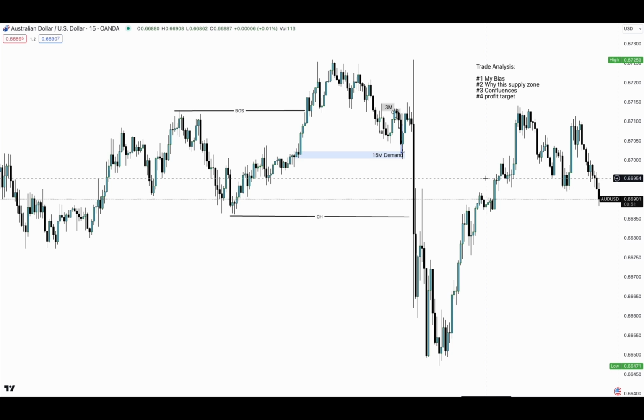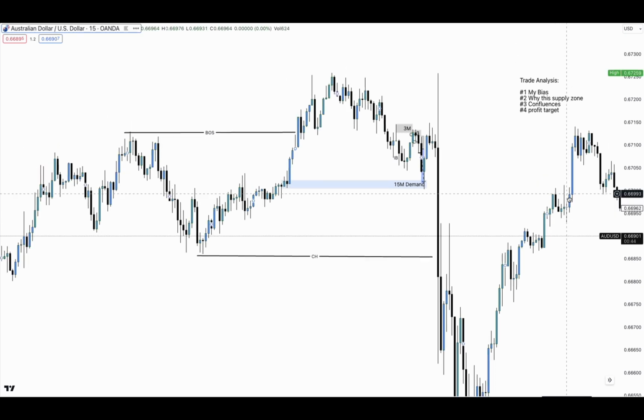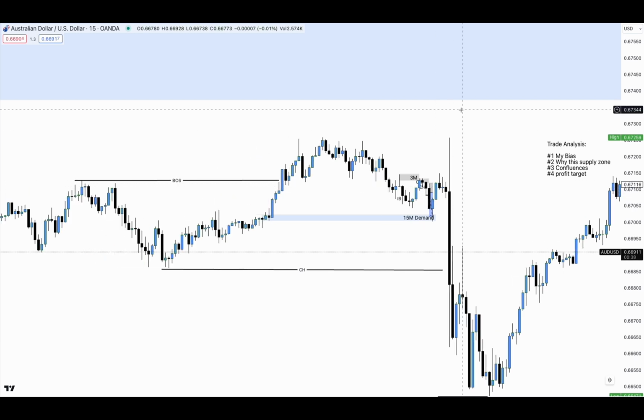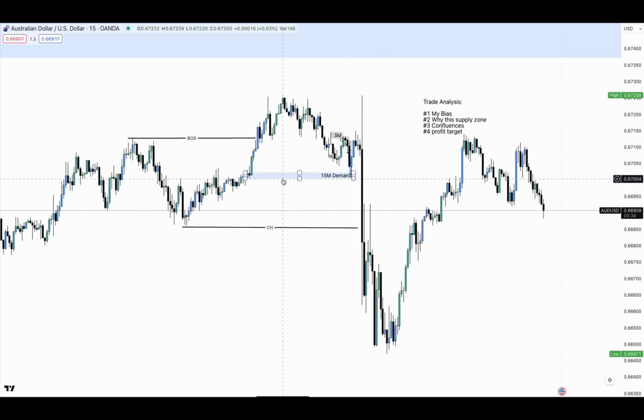Now that was the trade for the 11th, right? And I know some of the guys took this trade as well with news. Personally, not my favorite kind of trades. But yeah, this was a very good trade. I'm very happy with it. And as you can see, price ended up coming here.